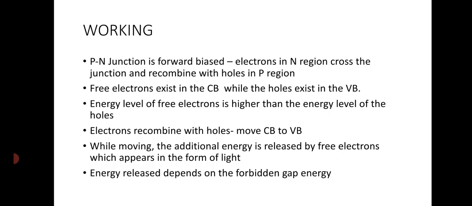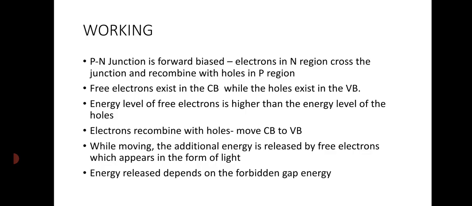Normally the free electrons reach the conduction band. They are not tightly bound. That's why we say that the electrons are free. The holes exist in the valence band. What about the energy level? The energy level of the electrons is higher when compared to the energy level of the holes. Okay. Then if the electrons recombine with holes, what happens? While moving from the conduction band to the valence band, that is from the higher band to the lower energy level, the additional energy is released. That additional energy appears in the form of light.